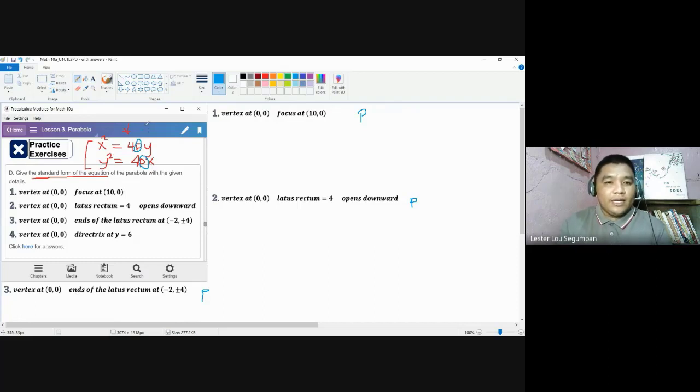Let's look at number 1. Number 1 says the vertex is located at the origin, and the focus is located at (10, 0). If we have the vertex at (0, 0), the focus is given in either of two forms. It's either (p, 0) or (0, p). The only difference between the two is that (p, 0) opens towards either the left or the right, but (0, p) opens upward or downward. Just by looking at it, we can already see which fits more.